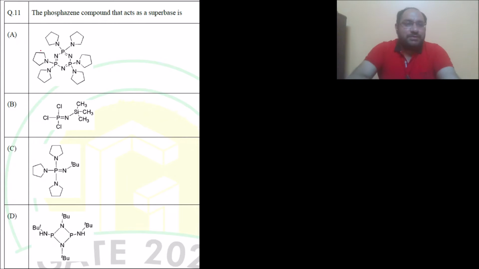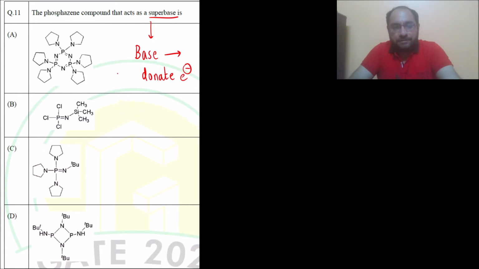So coming to the first question, the phosphazene compound acts as a super base. So what is the meaning of super base? Think of a normal Lewis base. What is the definition of a Lewis base? Any species that can donate electrons is a Lewis base. In all these compounds, you have to find out which of the following is the strongest base. So which is the electron donor here? It is going to be the nitrogen atom. It will have the electron density or lone pair that it can donate. Now in which of the following cases can you see maximum electron density on nitrogen?